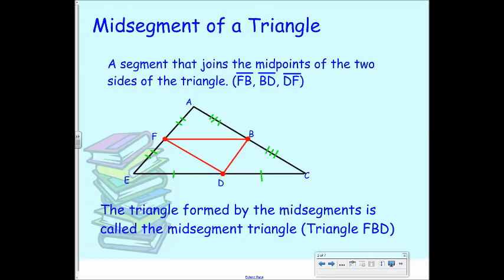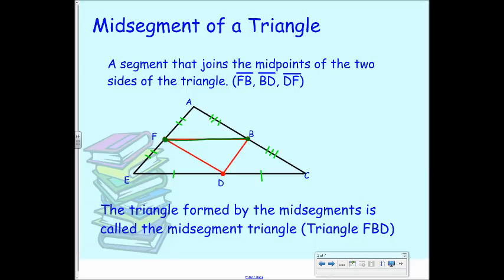For example, FB right here is a midsegment because essentially you're just connecting the midpoints in a triangle. FB is a midsegment, FD is a midsegment, and BD is a midsegment also, because DB connects these two sides, AC and EC, and FD connects these two sides, AE and EC, and so on. And so these are midsegments.